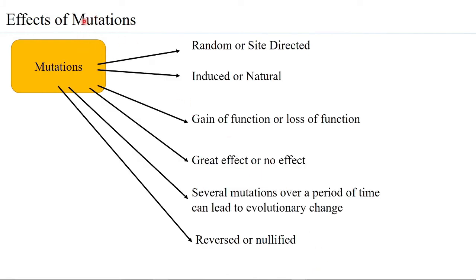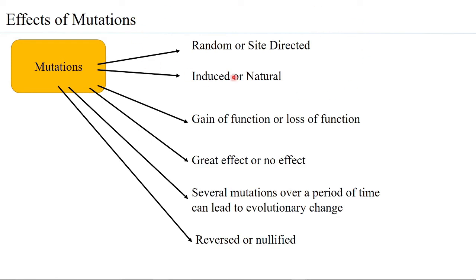So let us look at what the general effects of mutations are. Before we go into the effects per se, please understand that mutations can be random. That means the mutation can happen anywhere in the DNA. That is called random mutation. Or it could be specifically at a particular part or point of the DNA. If that is happening, then it is called site-directed mutation. It can be induced, that means you can expose the DNA to a condition where the DNA will undergo mutation, or it could be just simply natural.